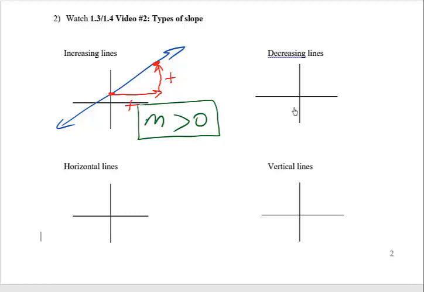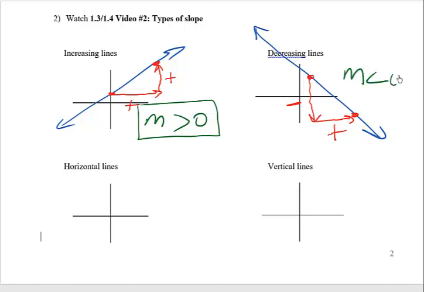What about a decreasing line? Well, a decreasing line simply means a line that is heading downward from left to right. So as you travel along left to right, the line is heading down. If you started to mark rise and run information, again, I just need to pick some first point and some second point. Well, if this is my first point, I would travel down. That's a negative direction. I would travel right. That's a positive direction. A negative divided by a positive is always a negative. So for decreasing lines, we say the slope is always less than 0. The slope is always negative.